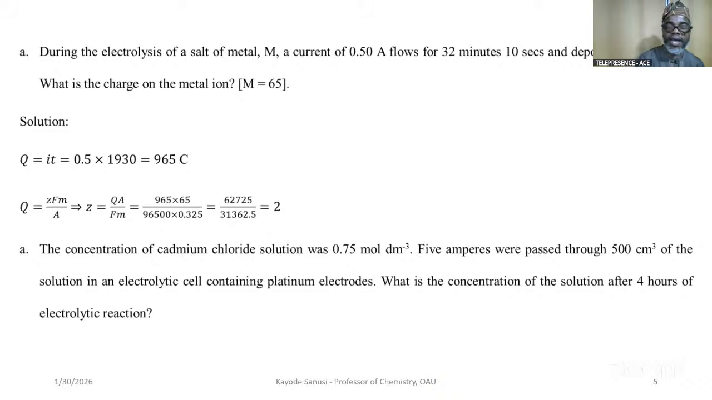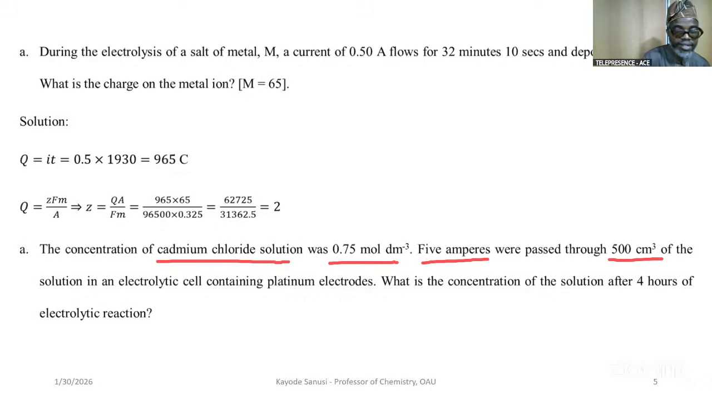So we have been given the concentration of the electrolyte, and the electrolyte is cadmium chloride solution at the beginning of the electrolytic process. This is the concentration. 5 amperes were passed through, so the current is 5 amperes, and the volume of the solution is 500 cm cube.